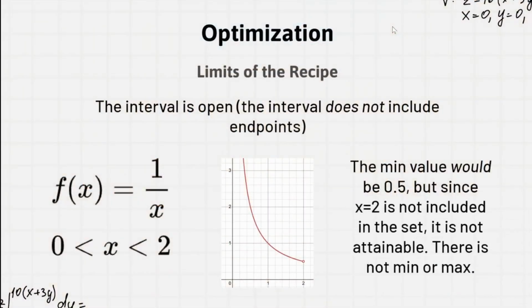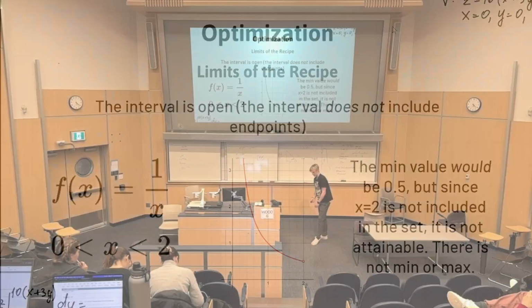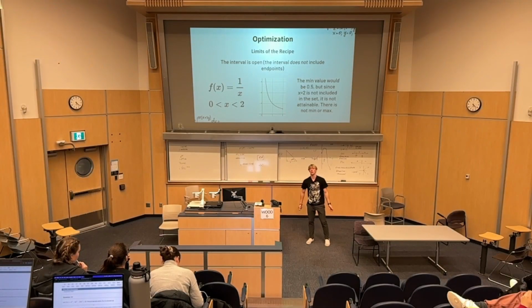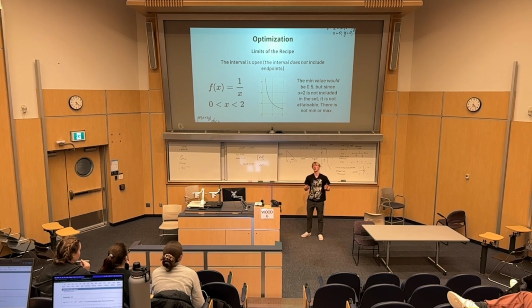So just about those ranges. If it's closed, you test the endpoints. But if it's an open interval, which is denoted by parentheses rather than the square brackets, you don't include the endpoints. So then it's possible for there to be no global extrema. Are there any questions about that?